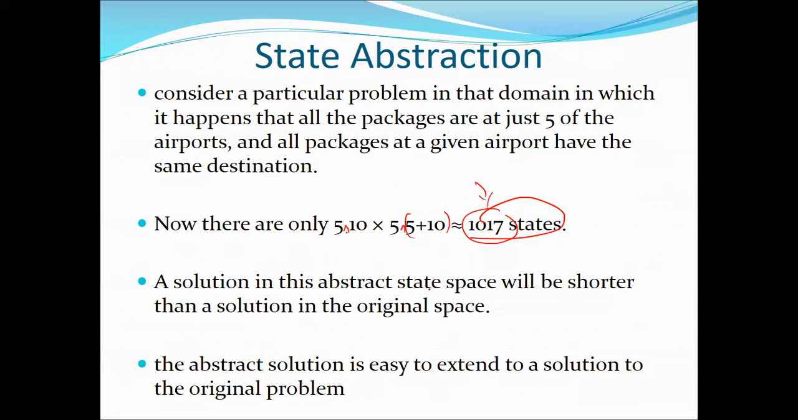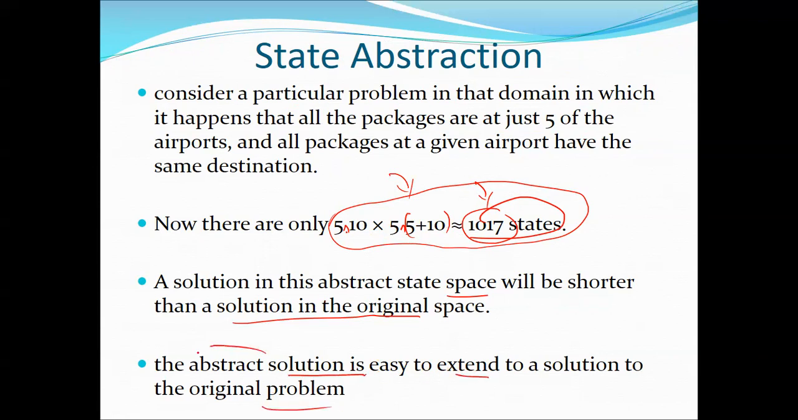Okay, a solution in this abstract state space will be shorter than the solution in the original space, because this is an abstract representation of the problem. But the abstract solution is easy to extend to a solution to the original problem. Using the abstract solution as a heuristic function, we can find the solution for the original problem with fewer steps. That is the key. Are you getting it?